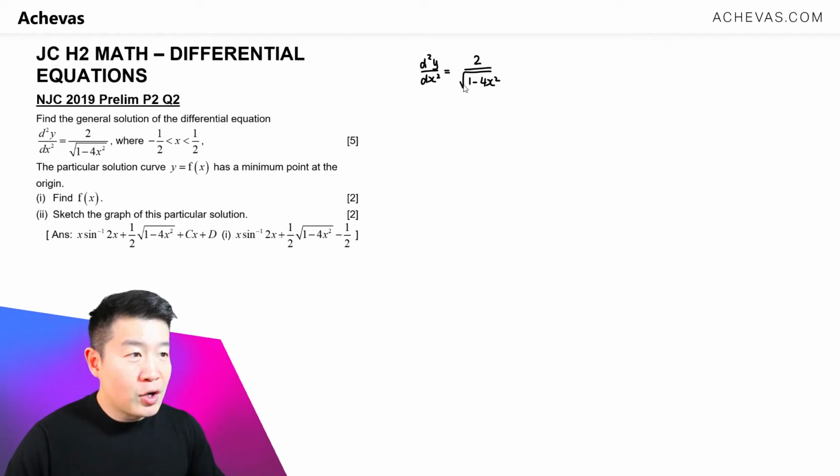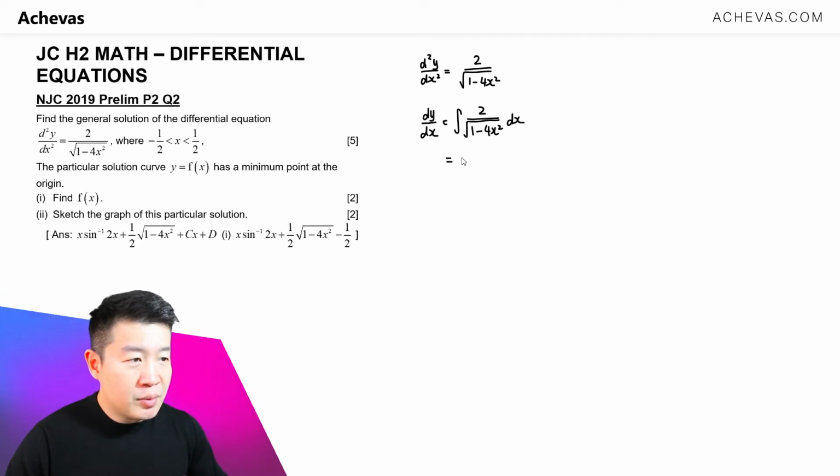We are given a second order differential equation and we are supposed to solve for the general solution. So to do that, we will first need to find an expression for dy/dx, and that will be integrating this. So integrating 2 over square root of 1 minus 4x squared is what we are going to try.